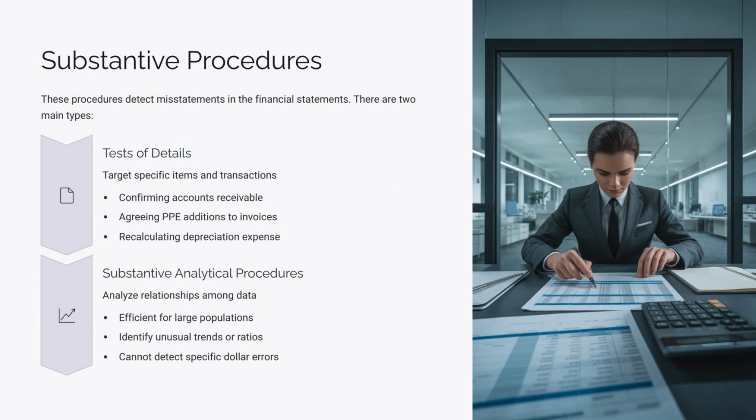Substantive procedures. These detect misstatements in the financial statements. Two types: tests of details and substantive analytical procedures. Tests of details examples: confirming AR, agreeing PPE additions to invoices, recalculating depreciation. Analytical procedures analyze relationships among data, efficient but cannot detect specific dollar errors.